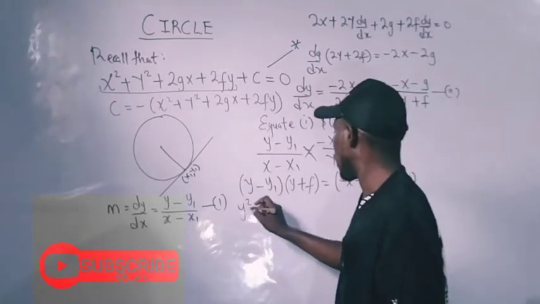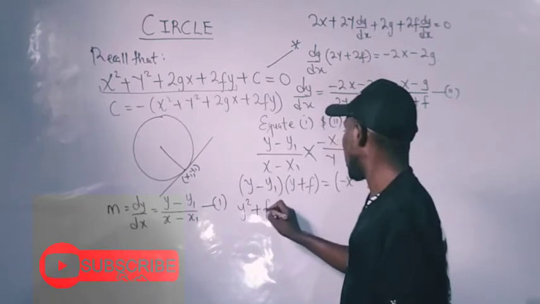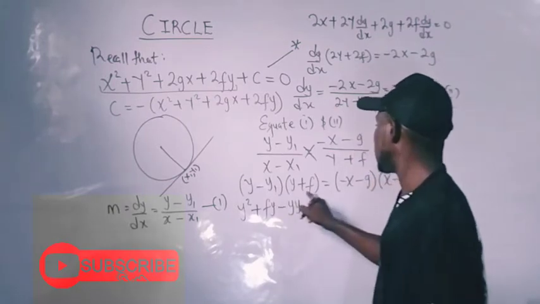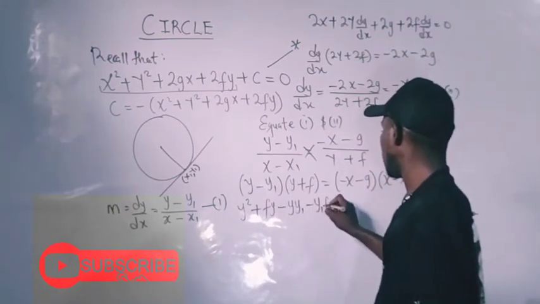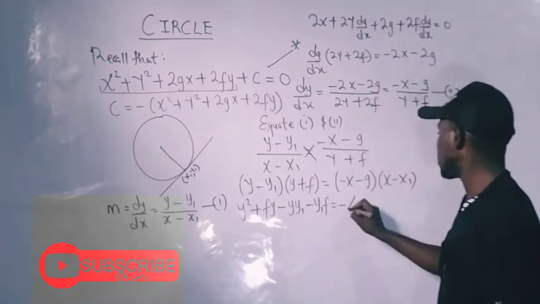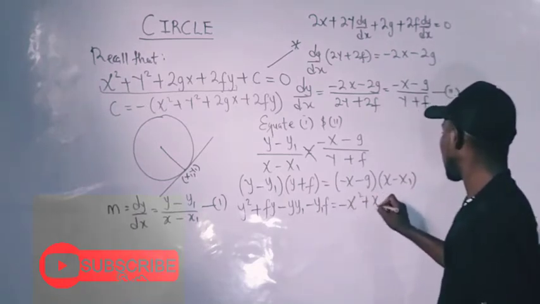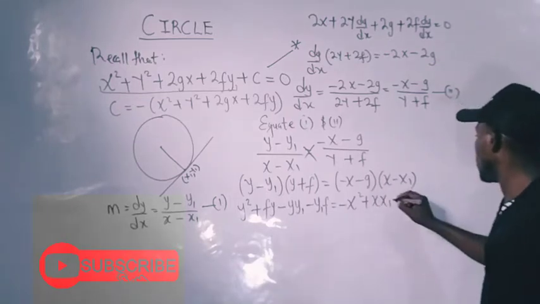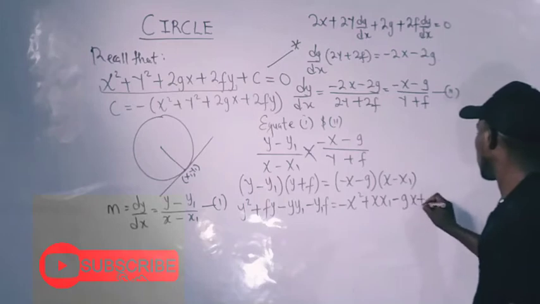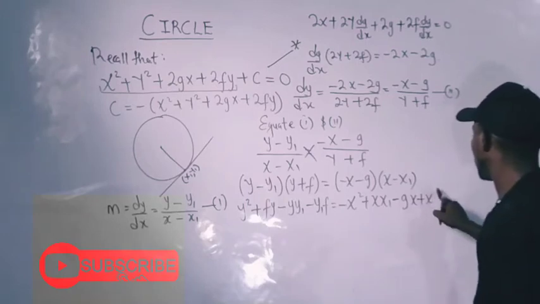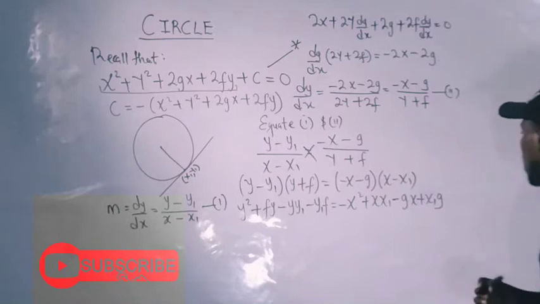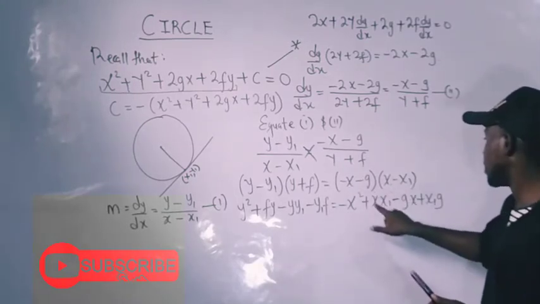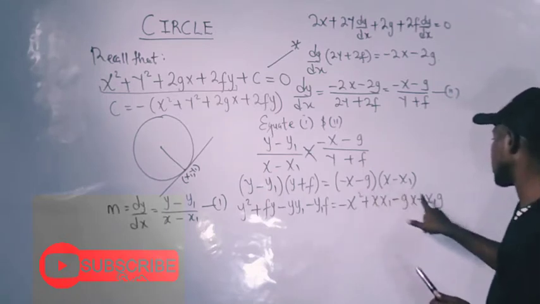You have y squared, this times this, plus fy, this times this, minus y times y1, this times this, minus y1 and f, equals to this times this, minus x squared, plus xx1, then this times this will give me minus gx, then plus x1g. I hope it's clear. By simple multiplication, this multiplied by this, then this multiplied by this, then this multiplies this, then this multiplies this.